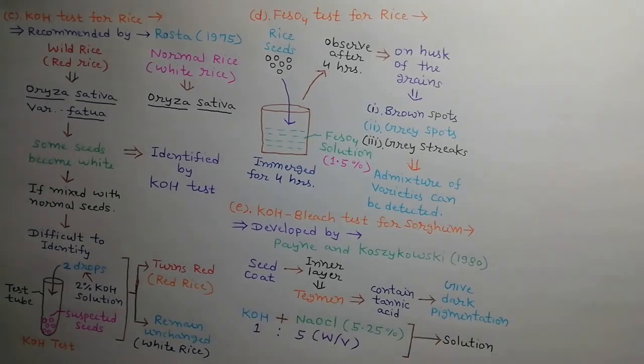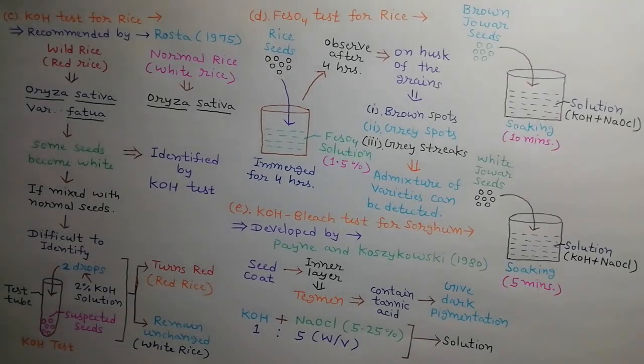First of all, a solution of KOH and 5.25% bleaching powder, meaning sodium hypochlorite used in households, in 1:5 ratio weight by volume is prepared. The seeds of varieties with brown seed coat color are soaked in this solution for 10 minutes and the seeds of white seed varieties for 5 minutes. Now the seeds are washed in water and then dried by spreading on a filter paper for some time.